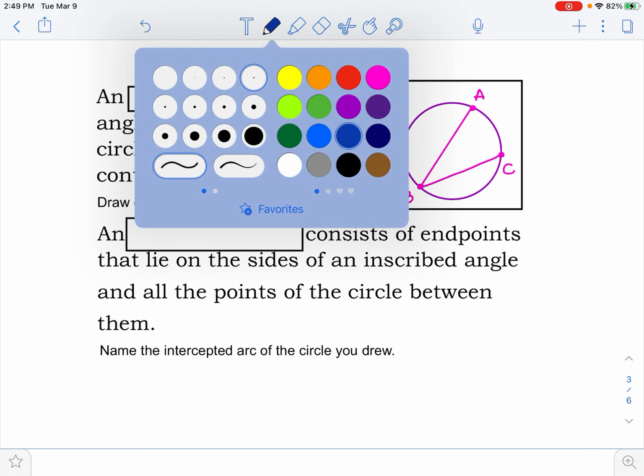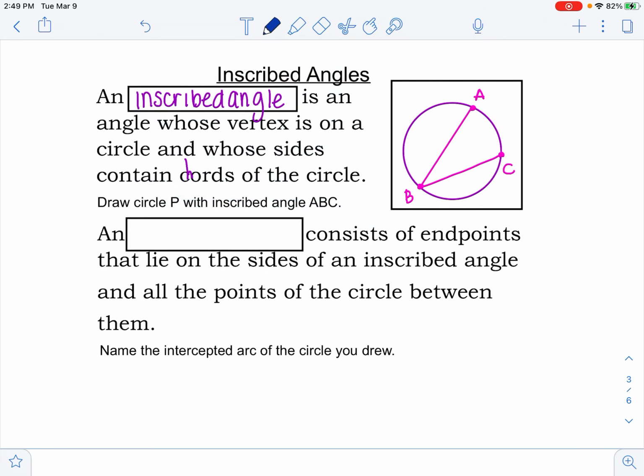So angle ABC here is an inscribed angle. The only thing that I'm missing is it says it's called circle P, and I did not put the center in and name it P, so I can do that now. There's circle P, and there is an inscribed angle, angle ABC.